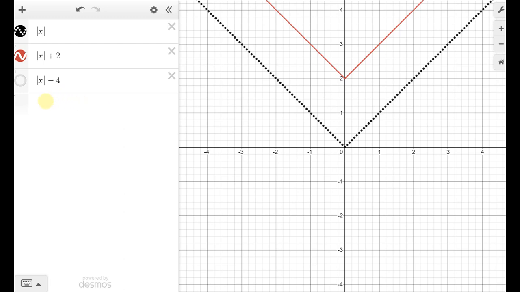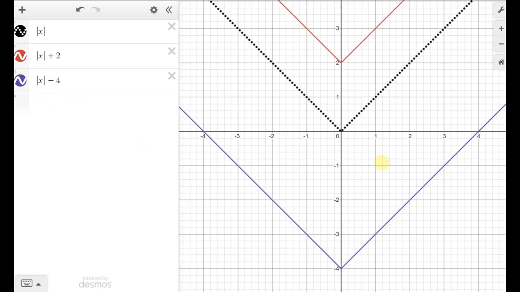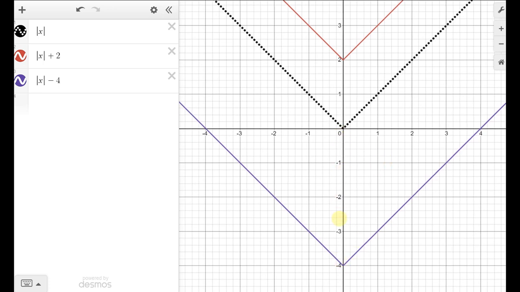And then what about if I subtract 4 from that? Okay, so now I've moved down 1, 2, 3, 4. You can see now how this really works: if you add or subtract a number just from the outside of the function, this always works. Now, I showed you this with absolute value of x, but you can do this with any graph. So this is just a thing that works all the time.